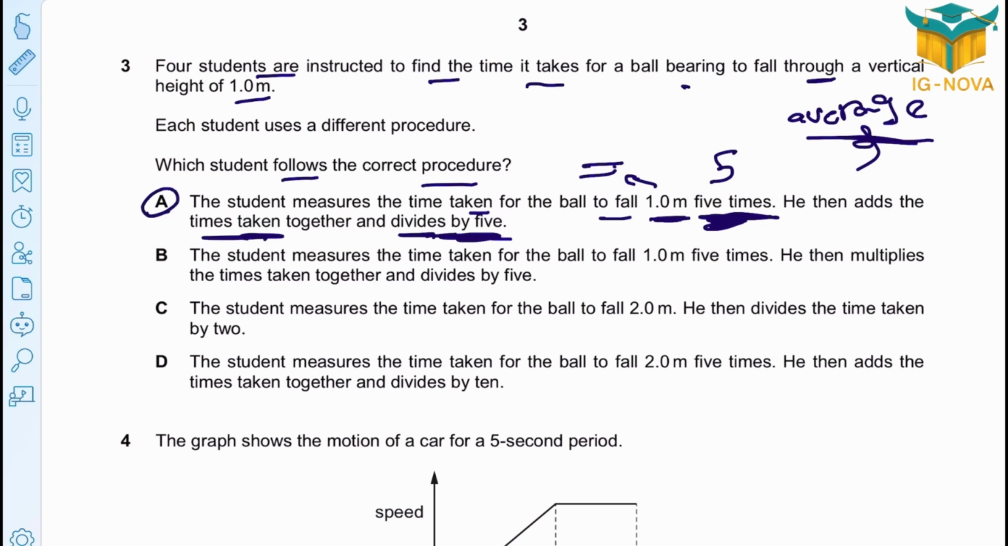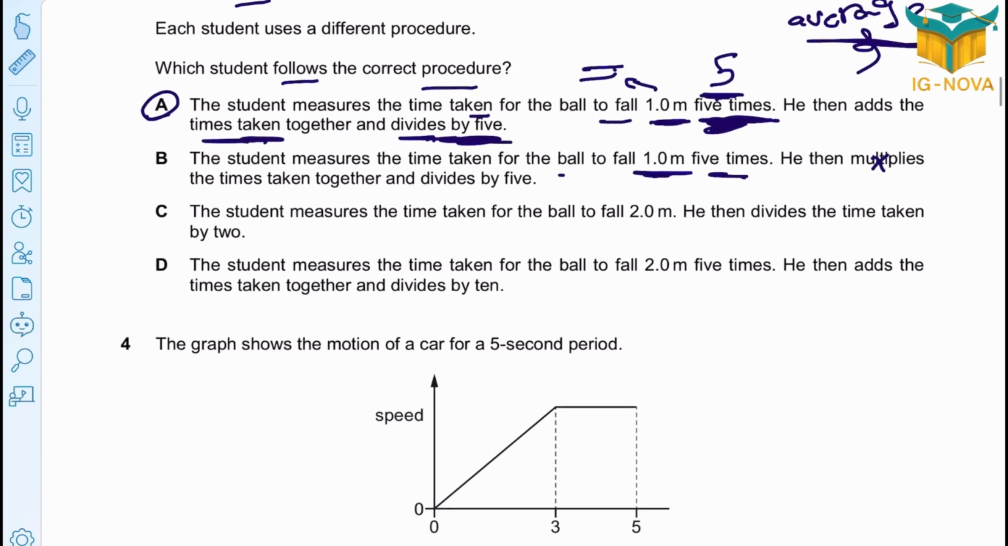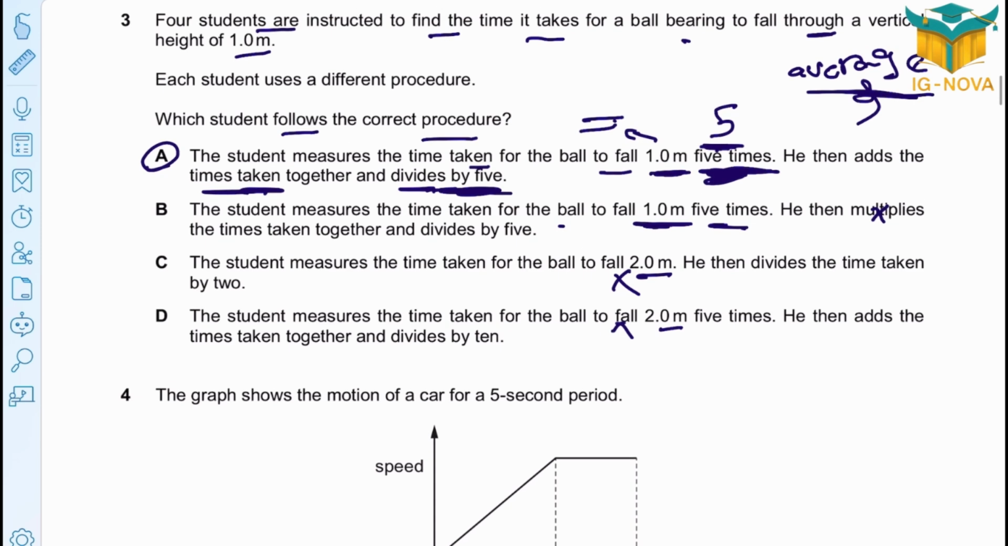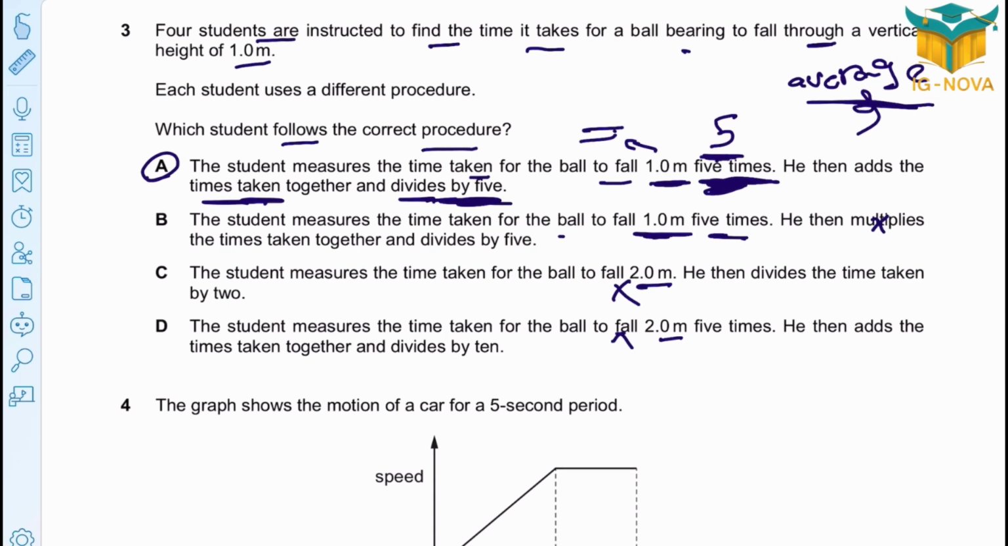If you want to check the others, here they measure the falling ball 1 meter 5 times. He then multiplies. It's not multiplying, you add the 5 trial times, so it's a total summation. C measures the time taken for 2 meters and 2 meters. Surely no, it's not preferable. You need 1 meter, so less calculation is better.